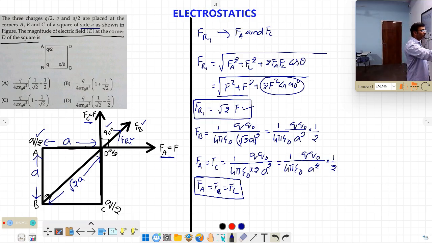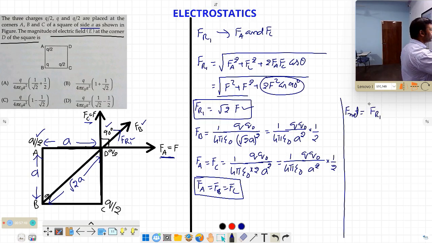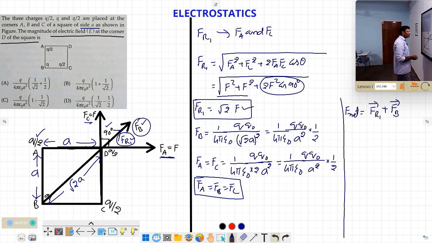So what can I write now for the net force? The net force on the charge Q is F net, which is FR1 plus FB. Look at this: this is FR1 and this is FB. Both are acting in the same direction, so directly these two add to give the net force. What is FR1? FR1 is nothing but root 2 F. And what is FB? This is FB.